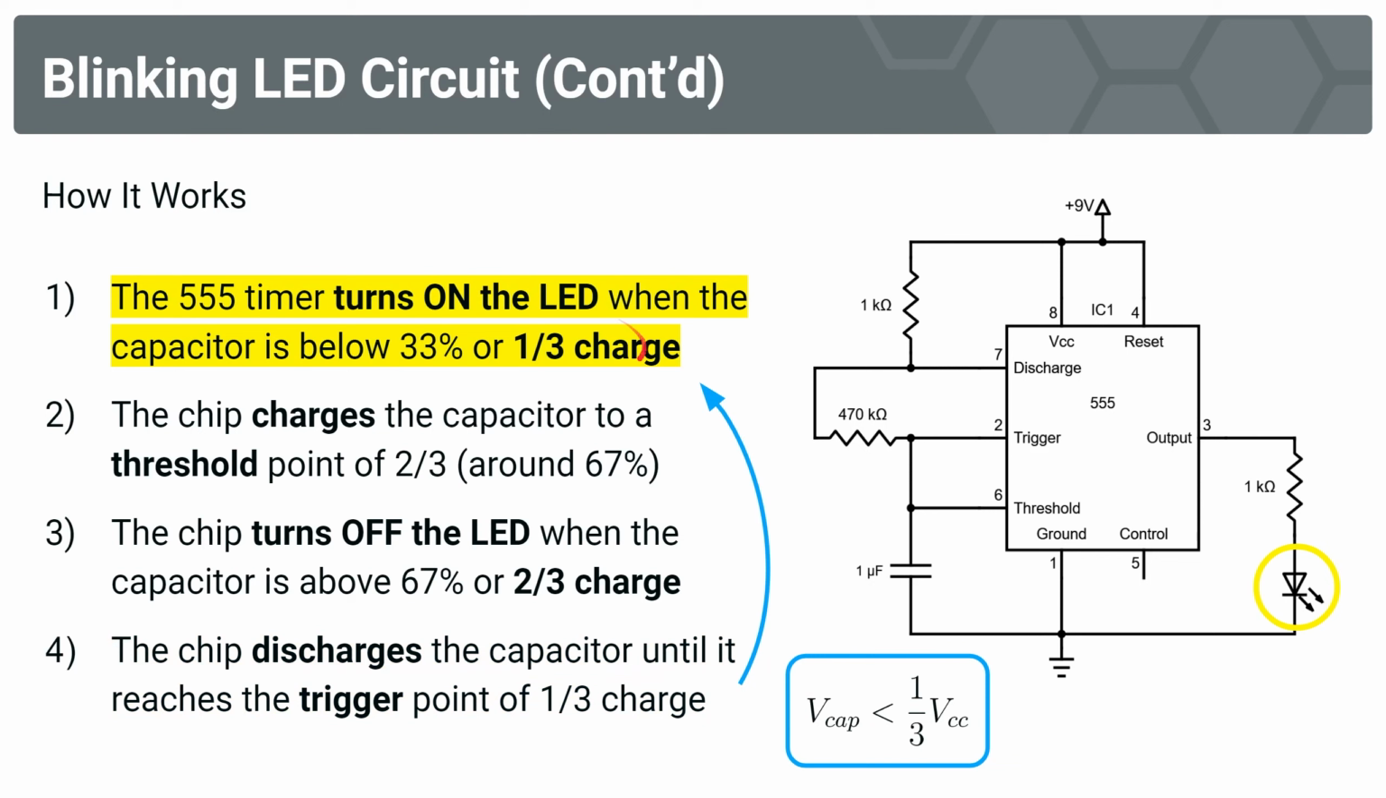Now that the capacitor is below 1/3 of its charge, 1/3 VCC, the 555 timer turns the LED back on. And so now hopefully you can see this pattern of how the chip, again, the 555 timer, is going to charge the capacitor up from a low charge to the threshold point. When it reaches that threshold point, the chip is going to turn off the LED. Now the capacitor is going to start discharging. And then when the capacitor reaches a low trigger point of around 1/3 charge, the timer will turn back on the LED. And so the LED turns on and off and on and off.